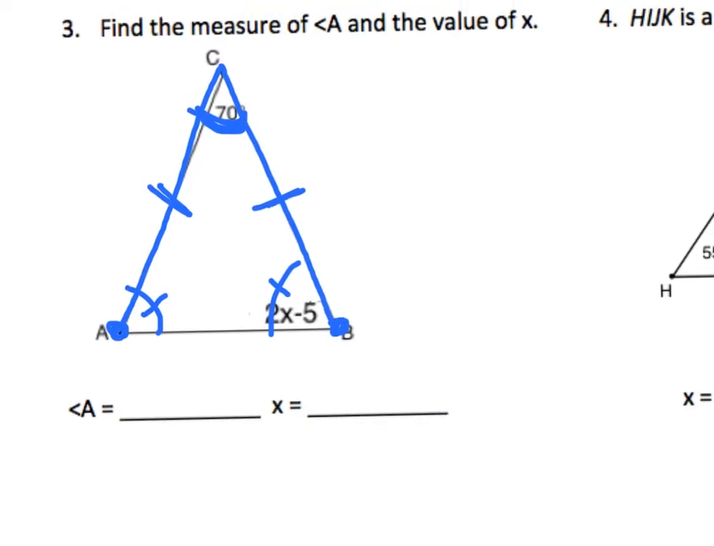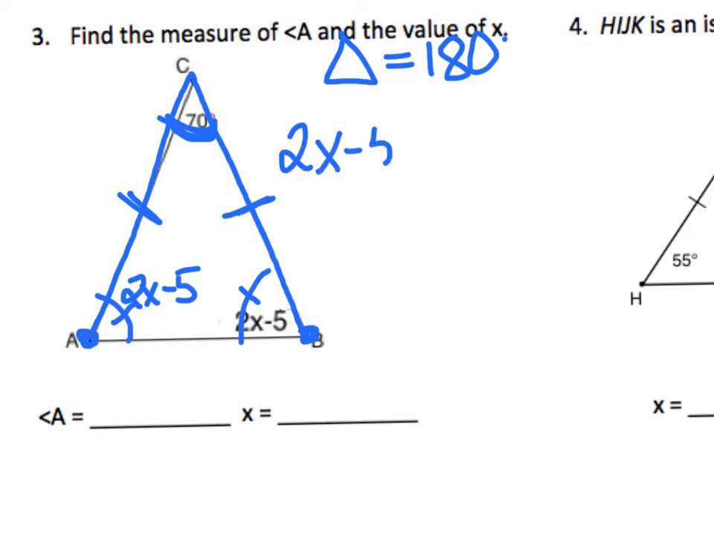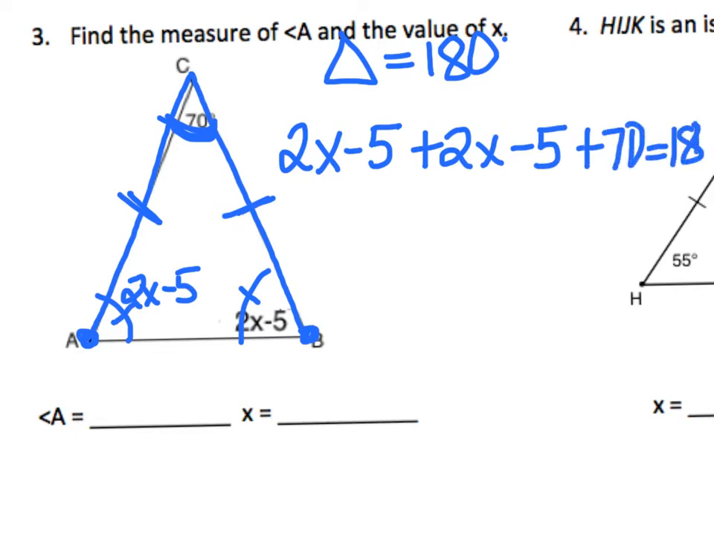Okay, so now that I know what angles are congruent, angle B is labeled as 2x minus 5, so I can also label A as 2x minus 5. Remembering a triangle adds up to 180 degrees, to find the value of x, I'm going to add angle A, which is 2x minus 5, plus angle B, which is another 2x minus 5, plus angle C, which is 70, and set it equal to 180. So remember, you have three angles that make up a triangle, 1, 2, and 3, that you're adding together to equal 180.